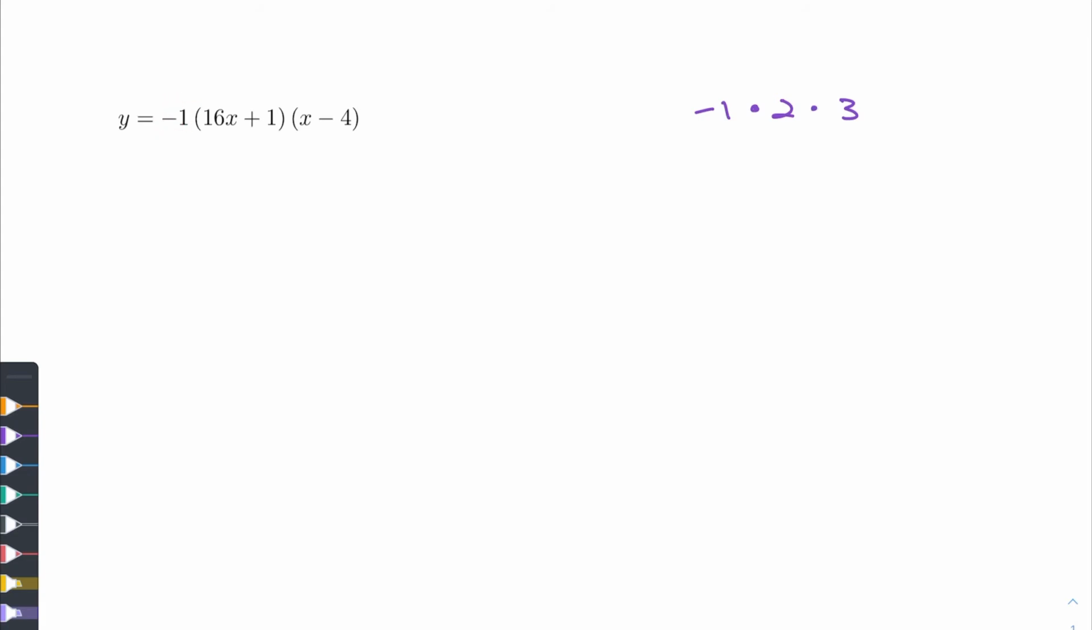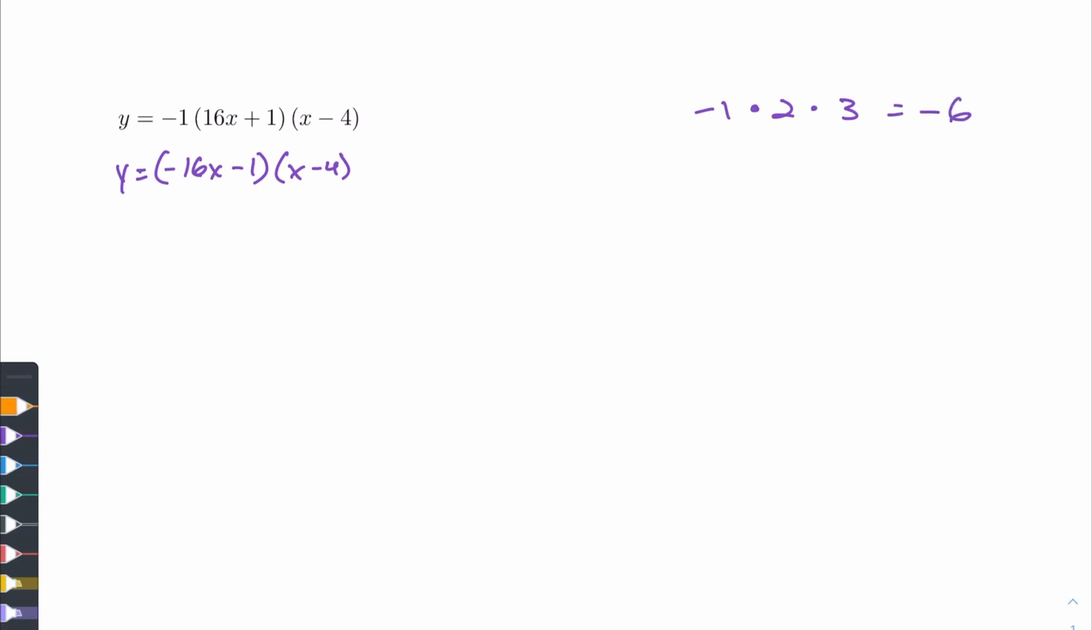But what I can do is I can say, well, what if I've got -16x minus 1? And I just distribute this -1 across this parentheses. And then I've got x minus 4. And no, I don't do this across this parentheses and this across this parentheses, because that would be the same thing as over here. We know that this is going to be -6.